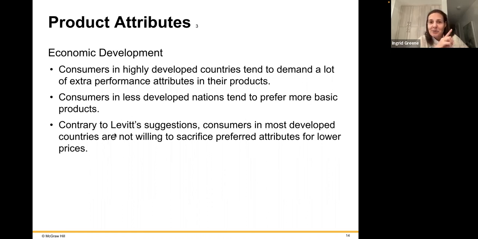And so contrary, as I said, we're going to seesaw with Levitt's ideas, this whole chapter. Contrary to his suggestions, consumers in most developed countries are not willing to sacrifice preferred attributes for lower prices. So even though I could go down to CarMax today and get a cheap car with no air conditioning and no electric windows, there's obviously no way that I would do that, right? Because I've gotten so used to having these things. And even though it's more expensive, I really do demand these things.